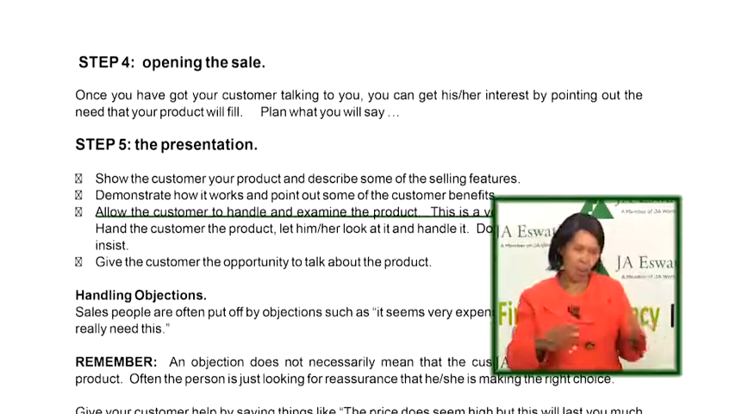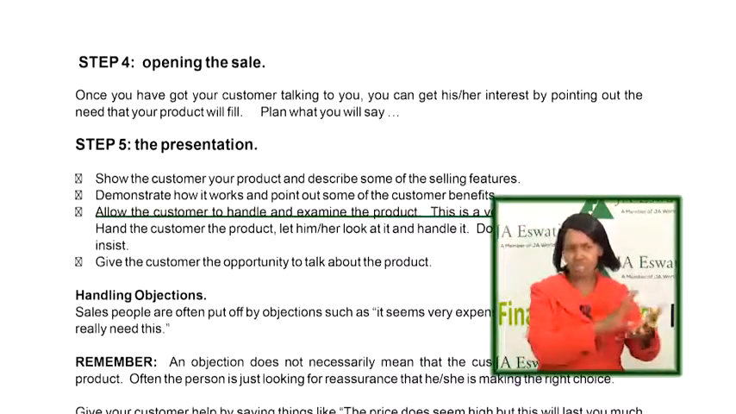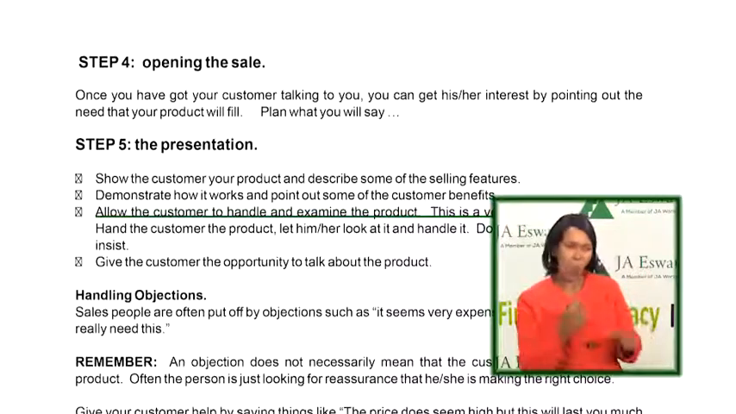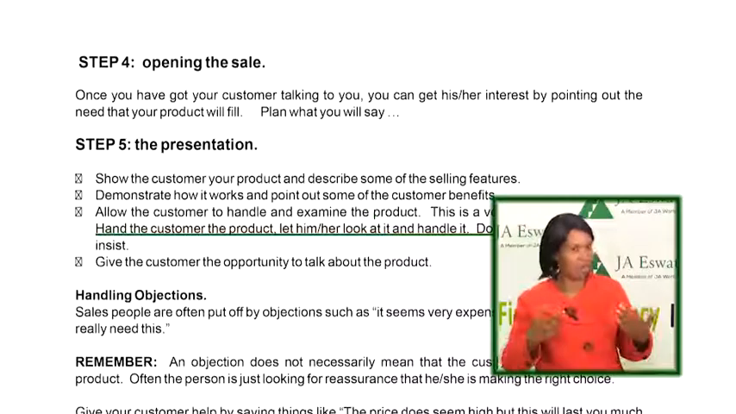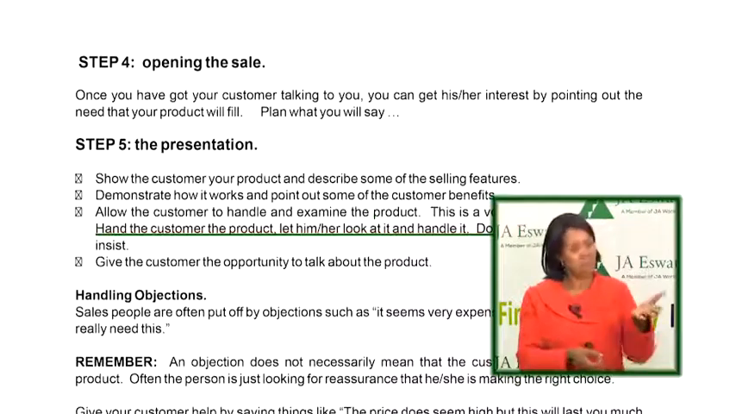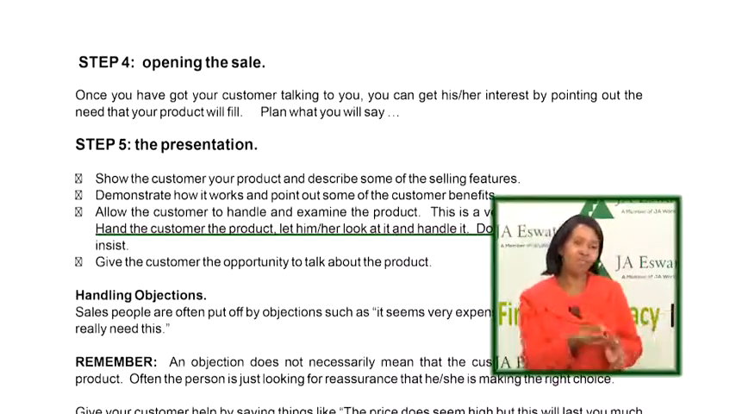Then you need to allow the customer to handle and examine the product. This is a very good sales technique. Hand the customer the product, let him or her look at it and handle it. Don't take it back unless they insist. So give the customer the opportunity to talk about the product. The customer must be in a position to ask about the product, and you must also be in a position to have the right answers to what the customer is asking.